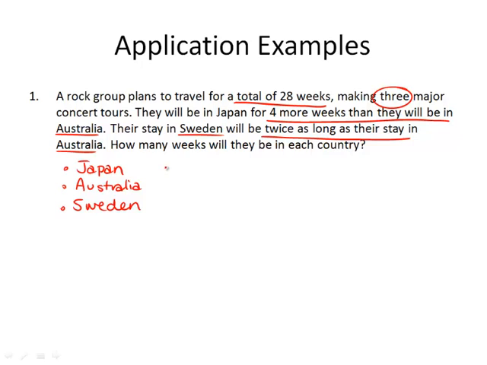So if Australia was x, Japan is depending on Australia, then Japan would be 4 more than Australia. So we could try that. Now let's continue, see if Sweden can fit in here. So Sweden will be twice as long as Australia. So therefore Sweden is also depending on Australia's amount. So therefore, because everything's depending on Australia, Australia should be labeled as your variable, x. So really let x be time in Australia.